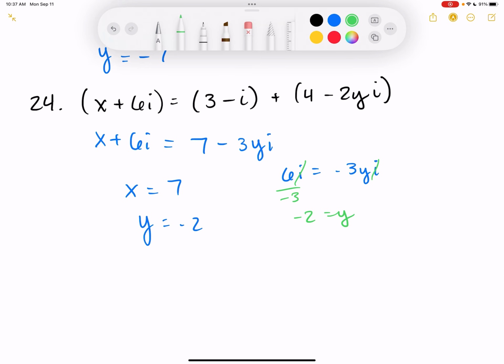Let's see, number 30. Find the product of the complex number and its conjugate. So they give us 5 minus 6i. So what would its conjugate be? Or its complex conjugate. 5 plus 6i. Yeah, okay.